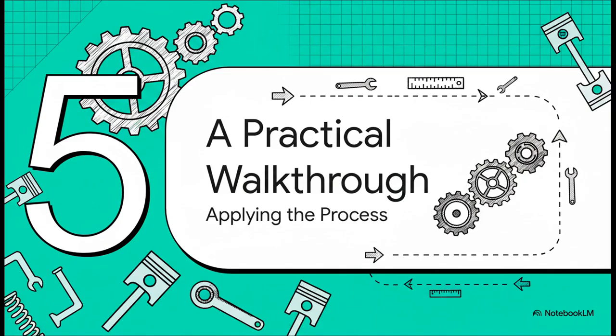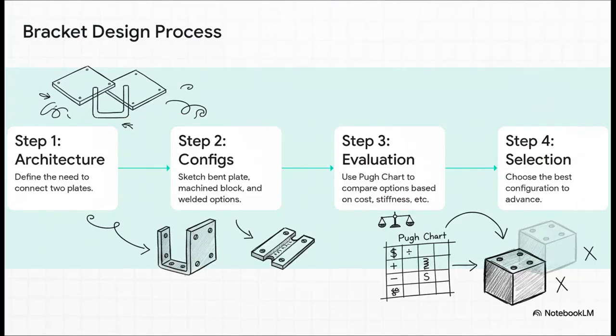All right, we've looked at all the pieces of the puzzle. Now let's put them all together and see how this flows from start to finish. Let's go back to our trusty bracket one last time. Step 1 was the architecture. We simply defined the need to connect 2 plates. Step 2, configurations. We got creative and sketched out our alternatives: the bent one, the machined one, the welded one. Step 3, evaluation. We put them head-to-head using a Pugh chart, comparing them on things like cost and stiffness.